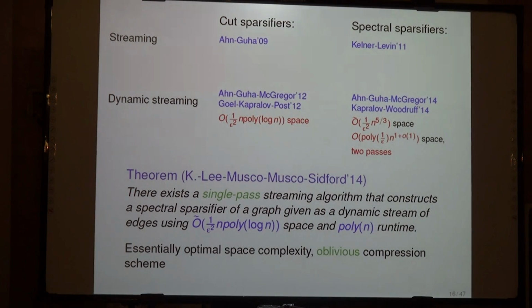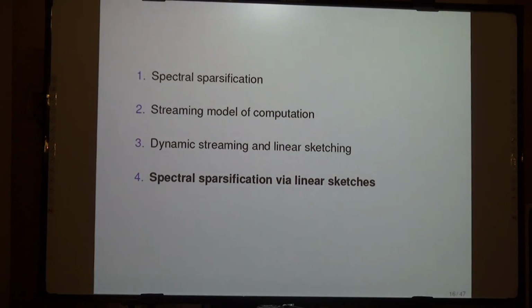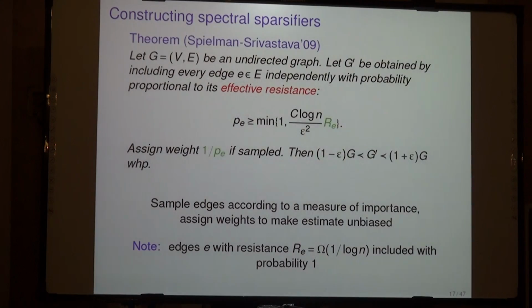So note, this is quite surprising. This is an oblivious compression scheme. So you take a graph, which is roughly an n squared dimensional object, you compress it without even looking at the graph, because we generate the sketch from some fixed distribution. And then from there, you can reconstruct eigenvalues approximately. It's quite nice. Okay. So let me tell you now how the algorithm works.